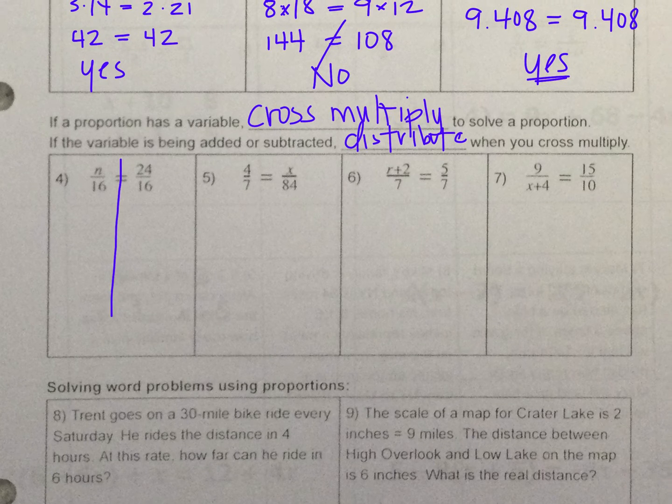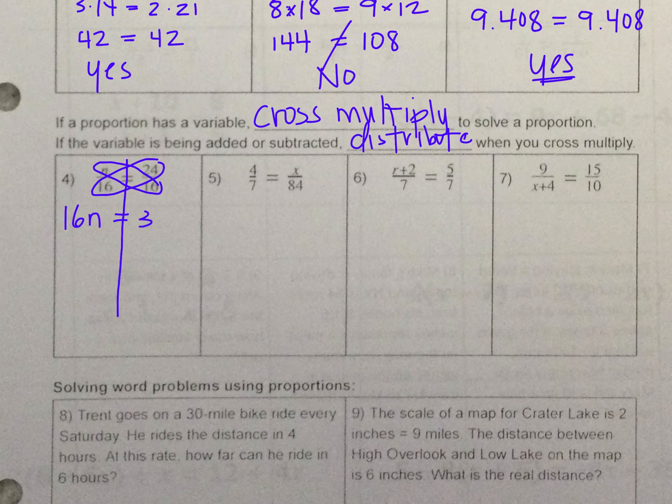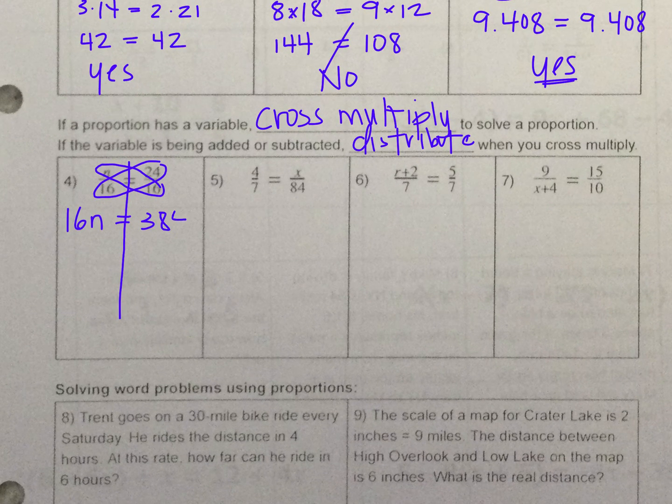So I'm going to cross multiply. What is n times 16? Well, 16n equals 16 times 24, which is 384. To get this n by itself, we know that it is being multiplied, so we have to divide. n is going to equal 24. That's all.